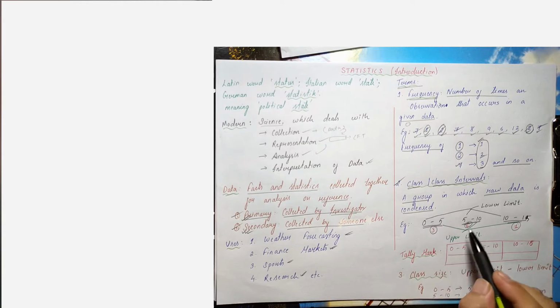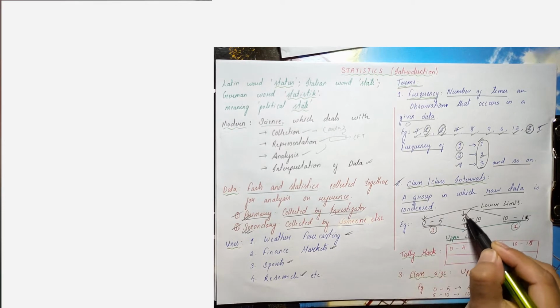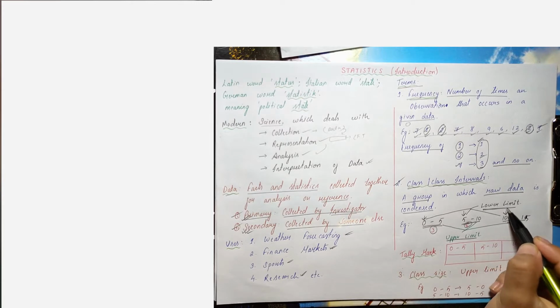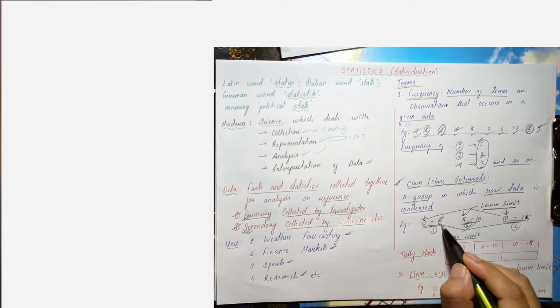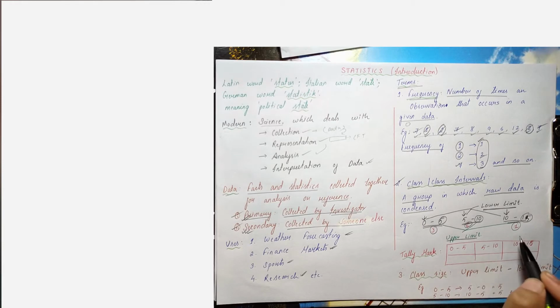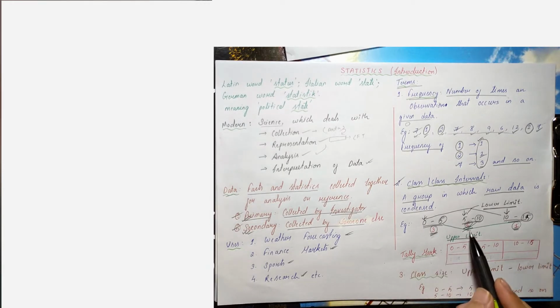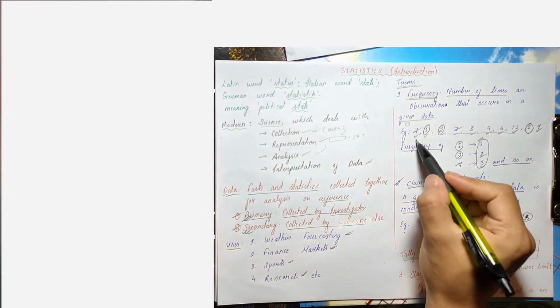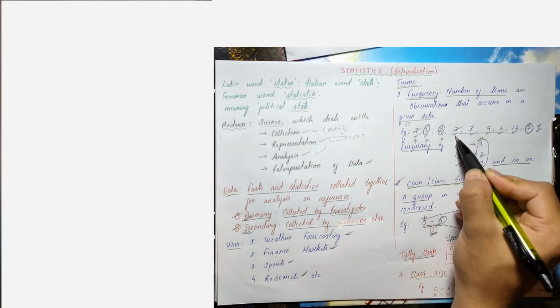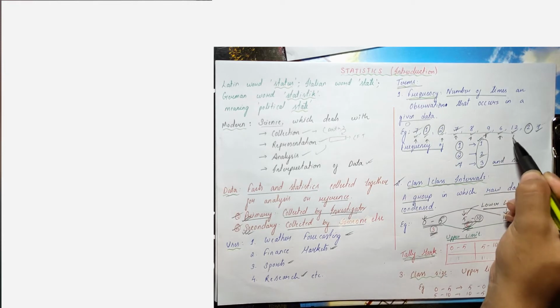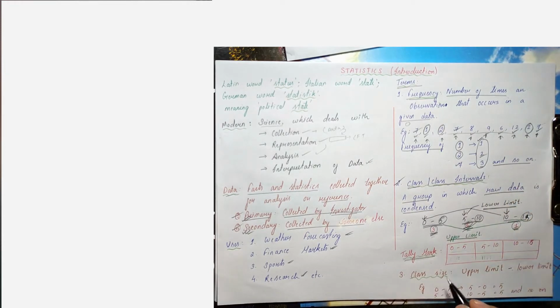Now we have to understand two other terms related to class, that is lower limit and upper limit. These values are known as the lower limit of the class, and these values are known as the upper limit. This counting of frequencies can also be done using the tally mark method. This method is very convenient. In this method, we take one value in the series one after the other, and we draw a stick against the column to which it belongs.